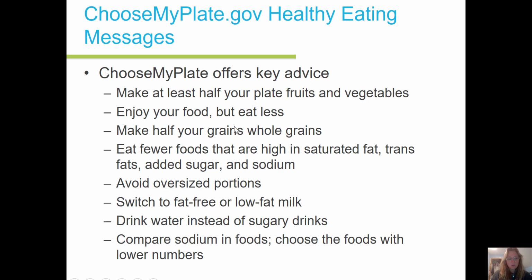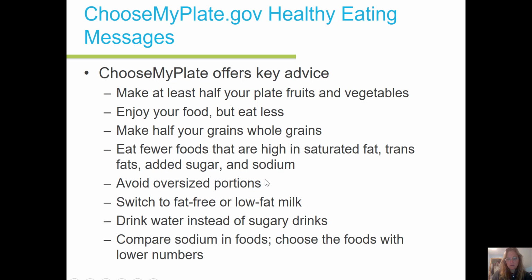Eat less, right? Enjoy your food. Make sure you're choosing things you enjoy, but eat less of that to decrease your caloric intake. Make half of your grains whole. So we want to make sure that we're choosing whole grains, and at least 3 out of the 6 ounces a day should be whole grains. Try to choose fewer foods that are high in saturated fat, trans fat, added sugars, and sodium.